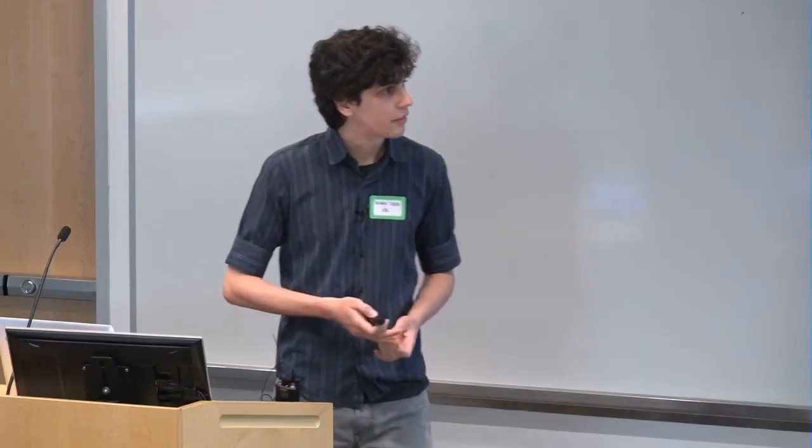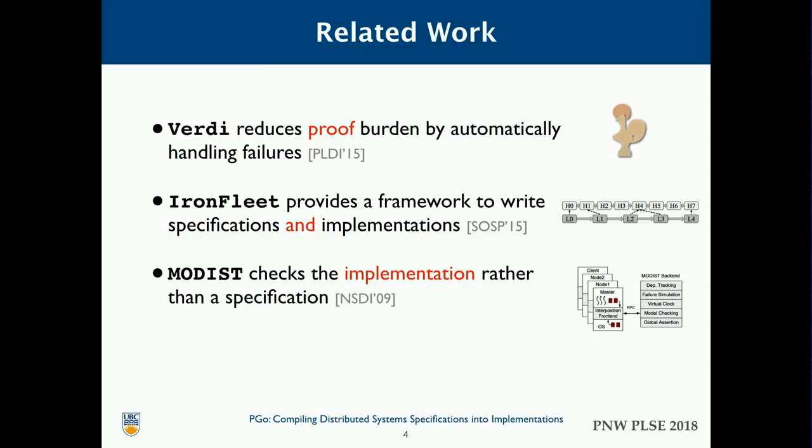There have been a number of approaches to this problem, in particular trying to use formal verification tools in the field of distributed systems, and I'm going to briefly talk about a couple of them. So Verdi, I'm sure a couple of you are familiar with or have worked on it. It reduces the proof burden because you don't have to reason about failure state. You assume a lossless network, and Verdi produces a system that is fault tolerant. But you still have to write proofs. IronFleet is a framework that allows you to match a specification with an implementation, and it makes it easier to prove that they're equivalent, but you still need to write both.